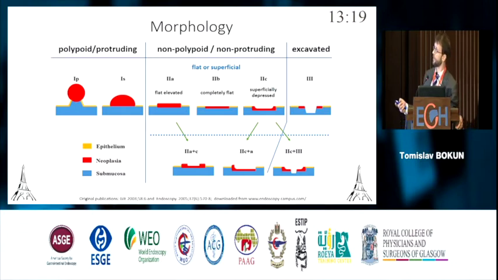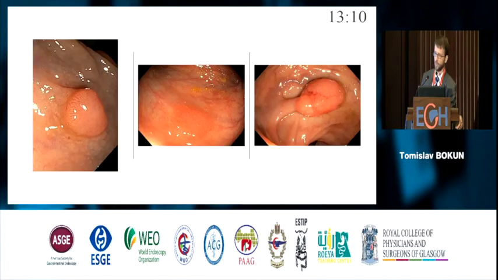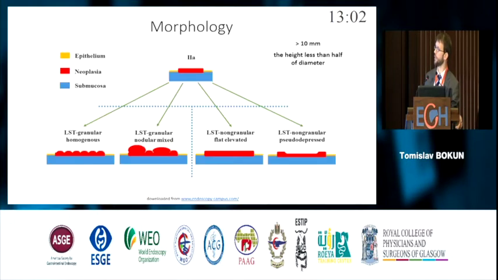So in this group, particularly in this group, there is a high chance for a cancer. This is just a sample of a flat lesion, of a pedunculated lesion. You all see this kind of lesions in your everyday practice. When you have a flat elevated lesion that is more than 10 millimeters in diameter, and the height of the lesion is less than half of the diameter, then we speak about laterally spreading tumors.